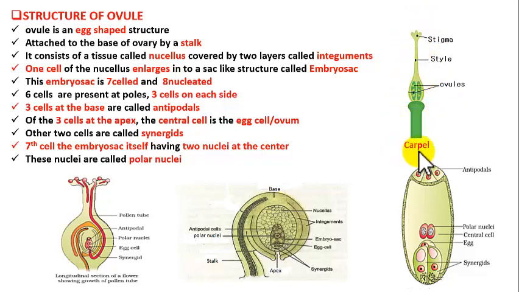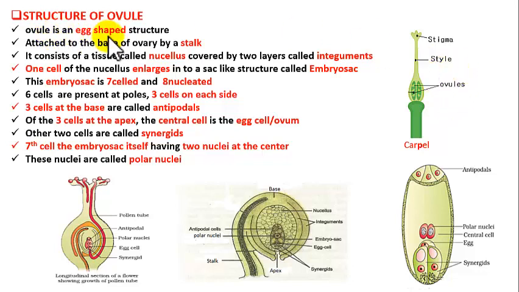So the female reproductive structures of the flower are carpels, and inside the carpel there is a structure called ovary. This basal part is the ovary, and this ovary contains ovules. So these ovules are the future seeds, and this whole structure, this basal structure ovary, is the future fruit, right? So let us see the structure of these ovules.